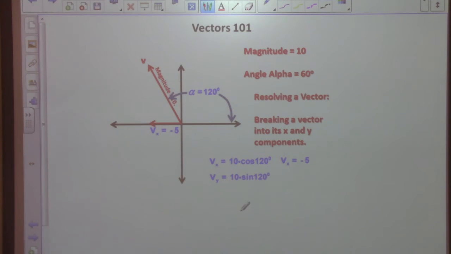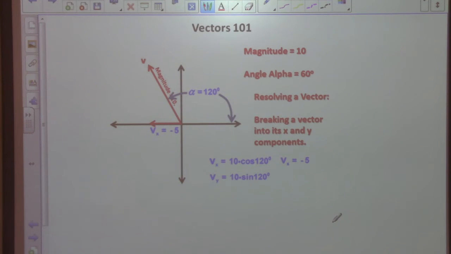Okay, now we have another little sketch of a vector. It's going to be this vector v over here, and the vector has a magnitude of 10. That vector has a horizontal component and a vertical component. How do you find out what they are? By taking 10 times the cosine of 120 degrees for v sub x, and v sub y is 10 times the sine of 120 degrees.